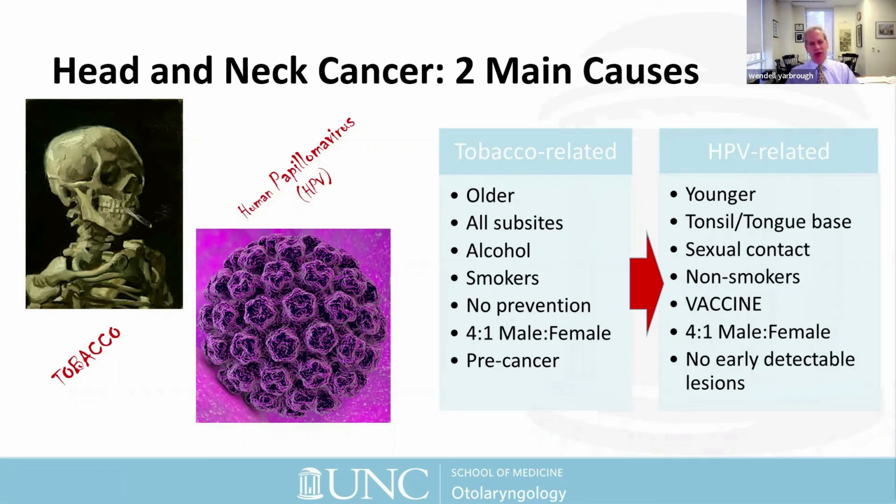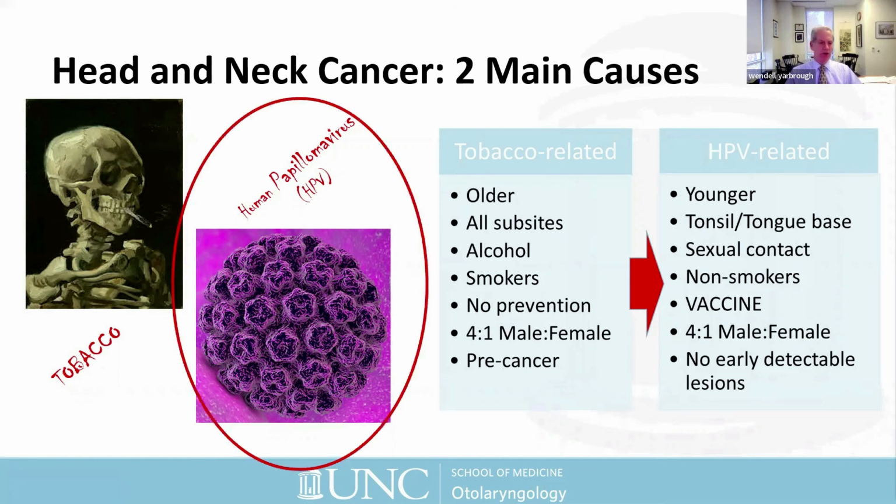Tobacco-related cancers, there's really no prevention other than not smoking. But for HPV-related, there is a preventative vaccine, and we can talk more about that later. Both cancers have about a 4-to-1 male to female prevalence, and there is a precancerous state in the tobacco-related ones. But in the HPV-associated cancers, there's no early detectable lesions. So the rest of this talk, we're really going to focus on this subtype, the human papillomavirus-associated head and neck cancers.